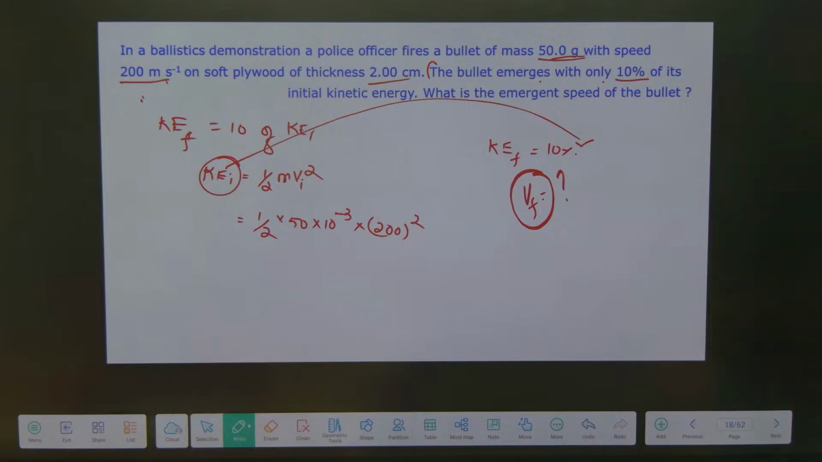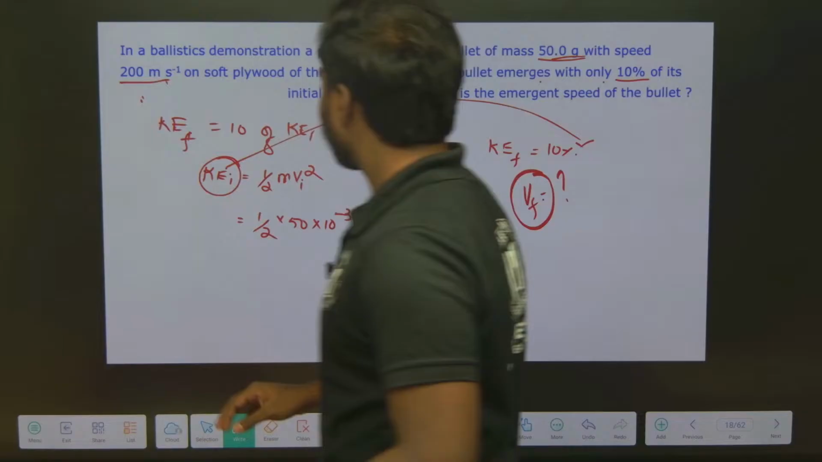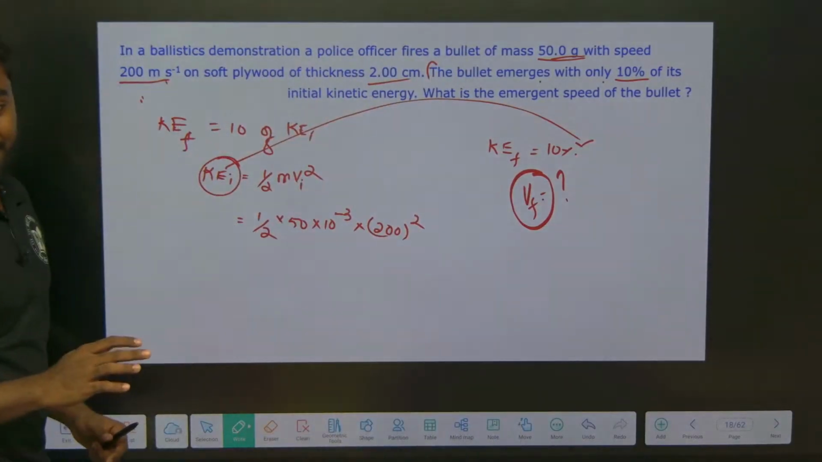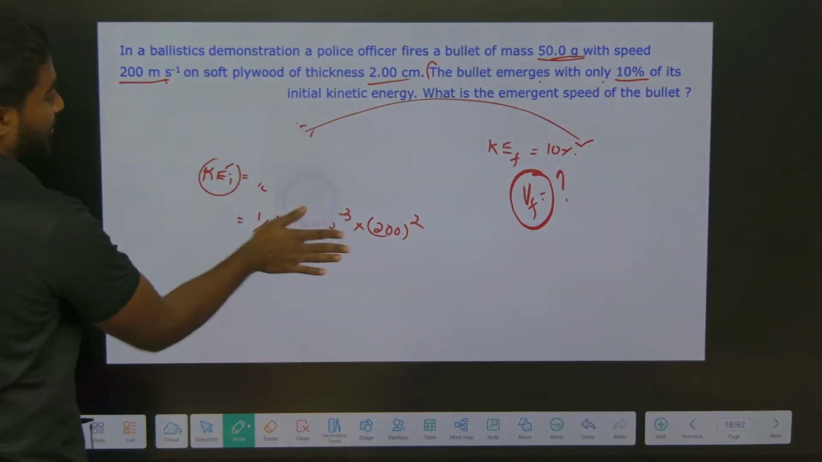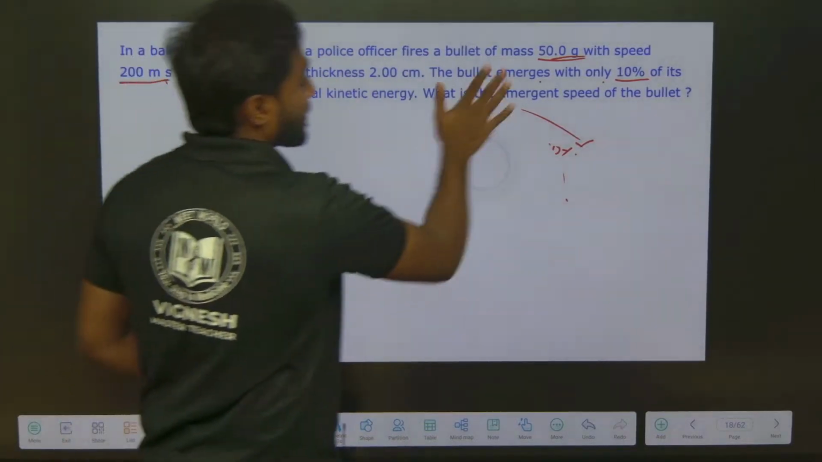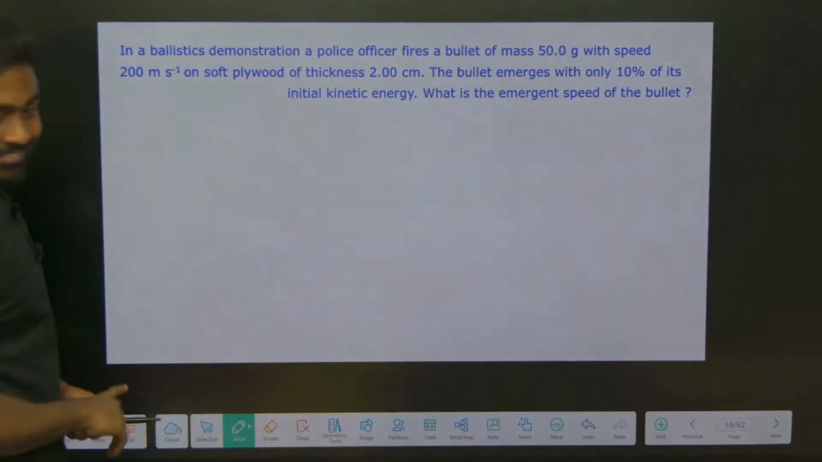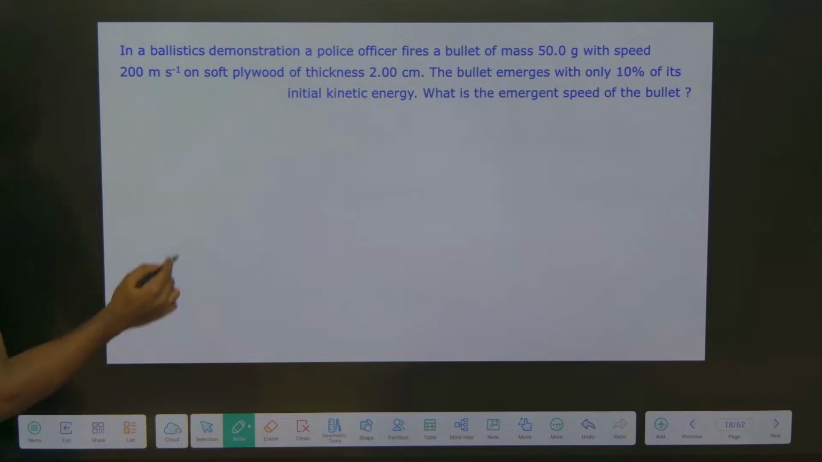Done? Under root 40. Okay, you are getting under root 40. Okay, fine. Now we'll do it. 20 meters per second. Okay, no issues. 20 meter per second you are getting. Okay. So let me find now.